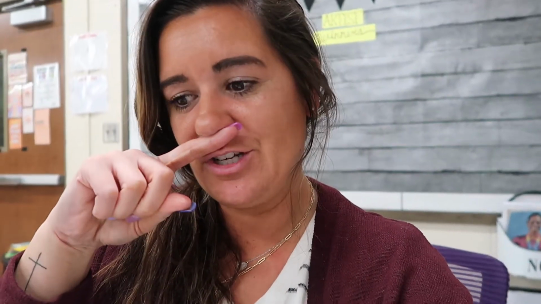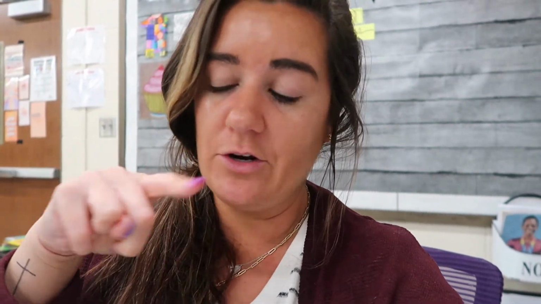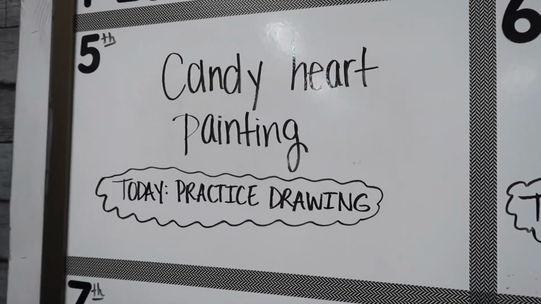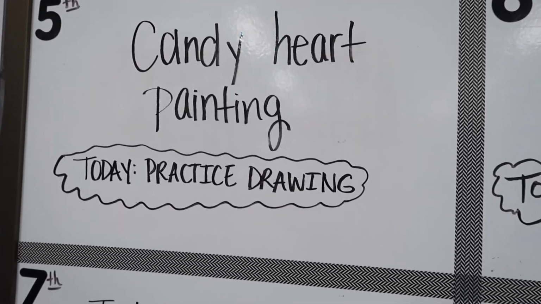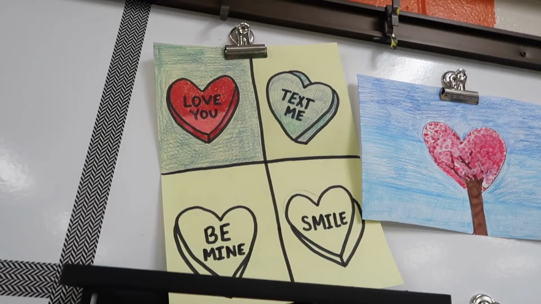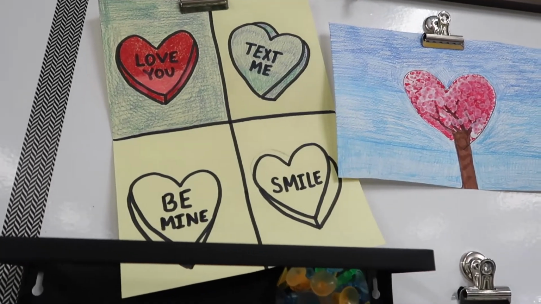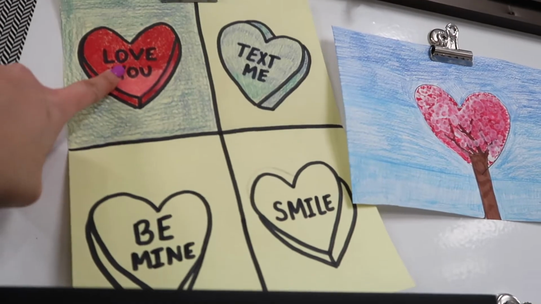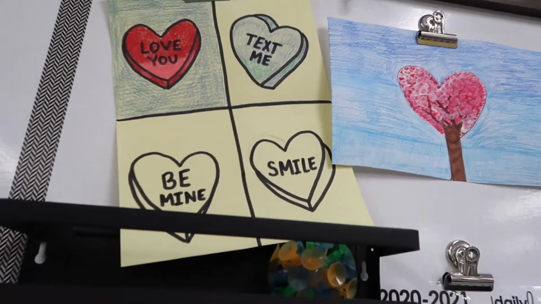Also, I'm going to show you the projects that we are working on this week, and probably next week. It'll probably take 2 weeks for each period, but I want to share with you what we're working on. So let's look. Alright, so 5th grade is a candy heart painting, and today we just practiced drawing. So these are what they did. We looked at how to draw candy hearts, and then they just had to put in a message and color it in. So that's the practice one for that.